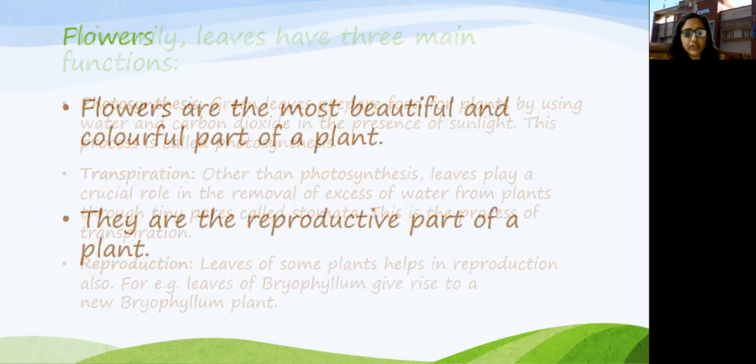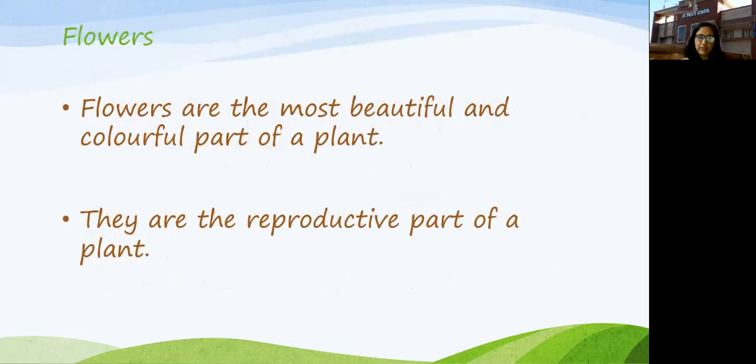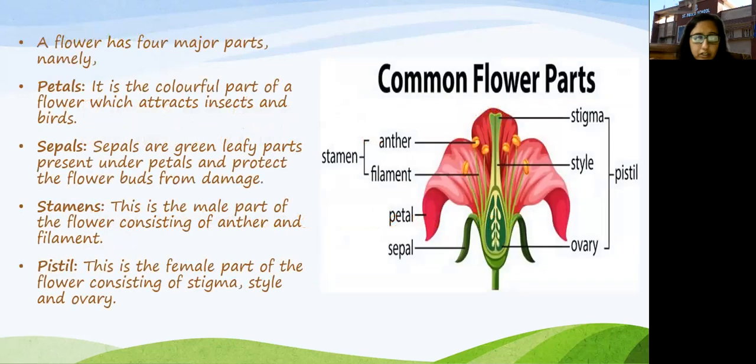Now let us move ahead. Flowers. The next one is flowers. Now flowers. Flowers are the most beautiful and colorful part of a plant. Okay, we all know that they are the reproductive part of a plant. Now again, they are the reproductive part. So यहाँ से भी reproduction हो रहा है. So we have seen that अलग-अलग तरह से reproduction is taking place.